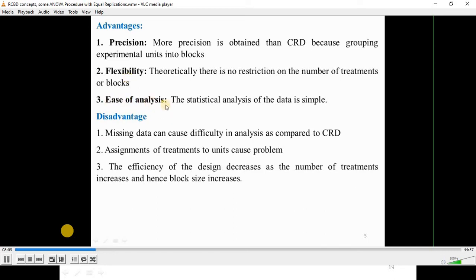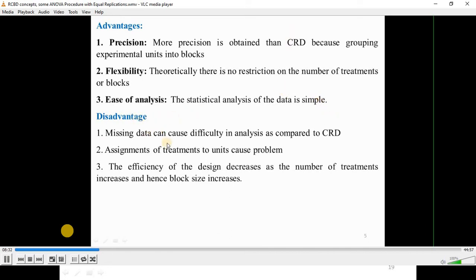The third one is ease of analysis. The statistical analysis of the data is simple, not complicated, as compared to the other designs, that is Latin square, split plot, the other factorial and also incomplete block designs. Rather, it doesn't compare with the CRD design.